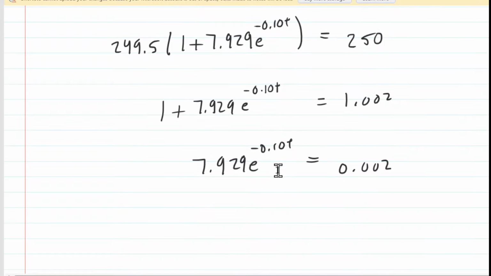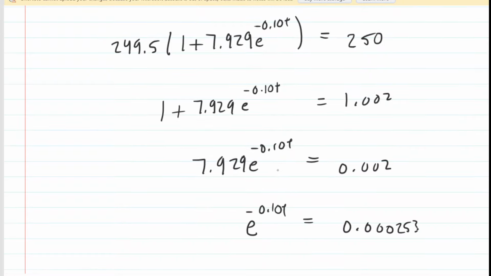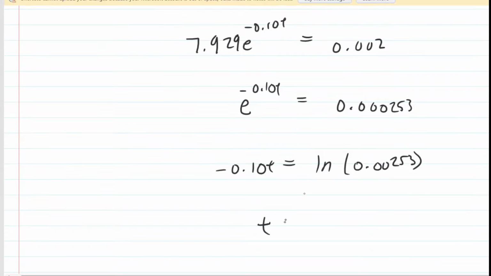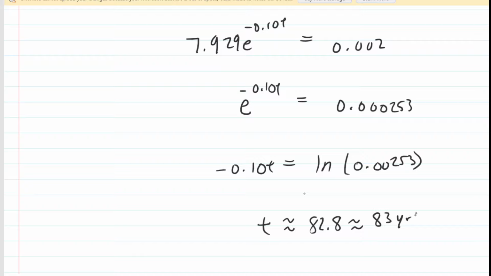Divide both sides by that 7.929. Take the natural log of both sides to cancel out the e. And then finally, you're going to divide both sides by that negative 0.10. And when you do that, you will find that the time is approximately 82.8 years, which we can round to 83 years. So it's going to take about 83 years for the population of animals to reach 249.5, which is approximately the carrying capacity of 250.